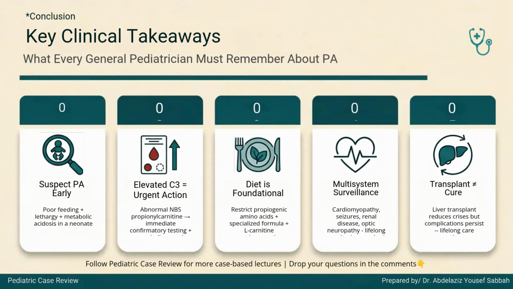Number 3. Diet is foundational. Restrict propiogenic amino acids. Use specialized formula and supplement with L-carnitine. Number 4. Multi-system surveillance is essential. Monitor for cardiomyopathy, seizures, renal disease, and optic neuropathy with lifelong monitoring. Number 5. Transplant is not a cure. Liver transplant reduces crises, but complications persist, and lifelong care continues.